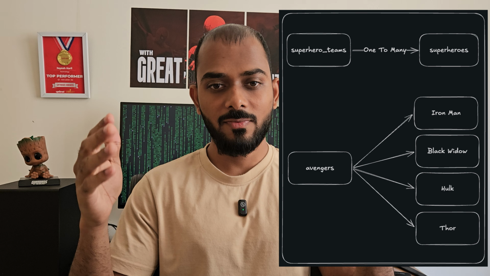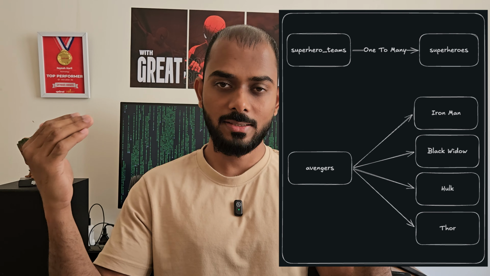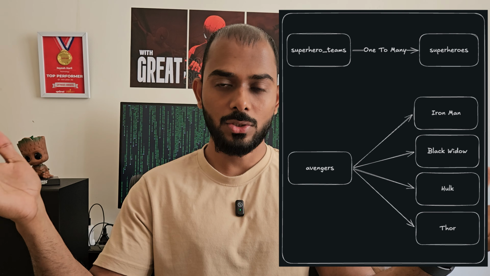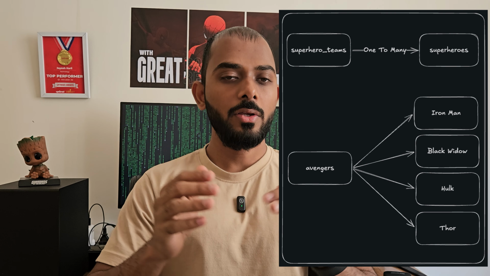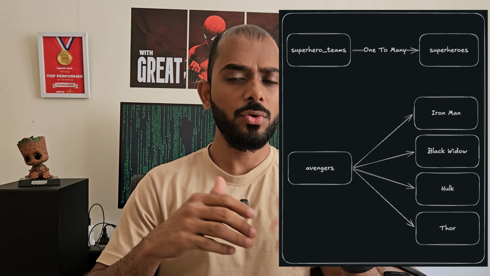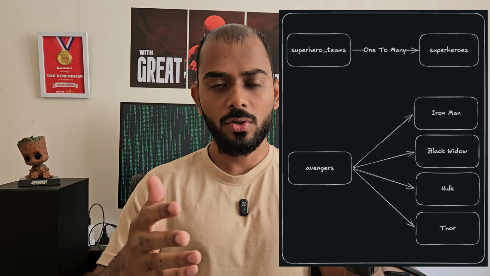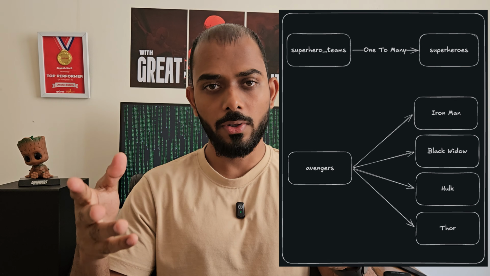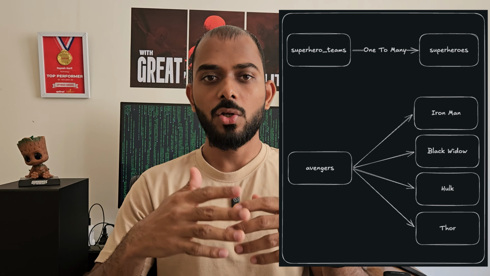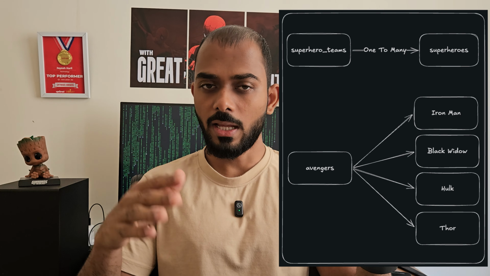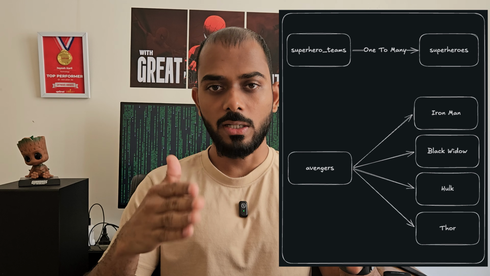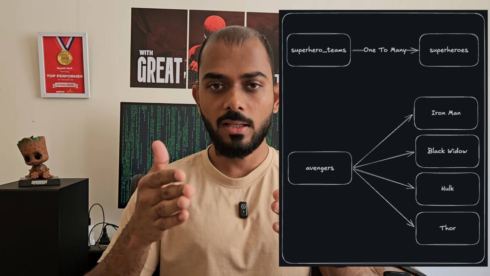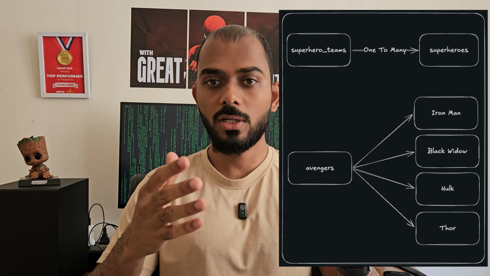And each team will have multiple members. There's Iron Man, there's Black Widow, there's Hulk, there's Thor. And now each time you want to do some processing, you already have the superhero team entity loaded in your memory, and you want to fetch all the superheroes, and you just loop over it, because in Java you get a list for a one-to-many relationship, so a list of heroes within the superhero team entity.